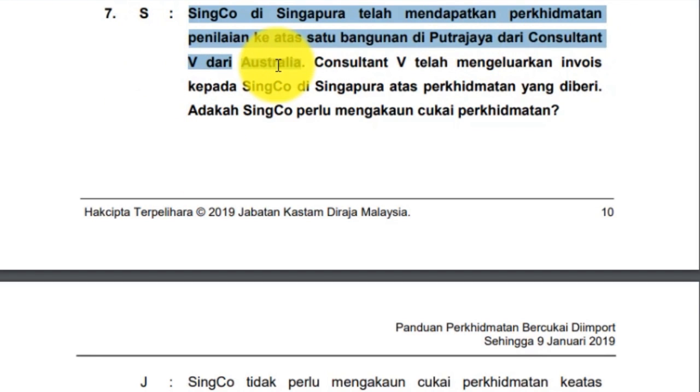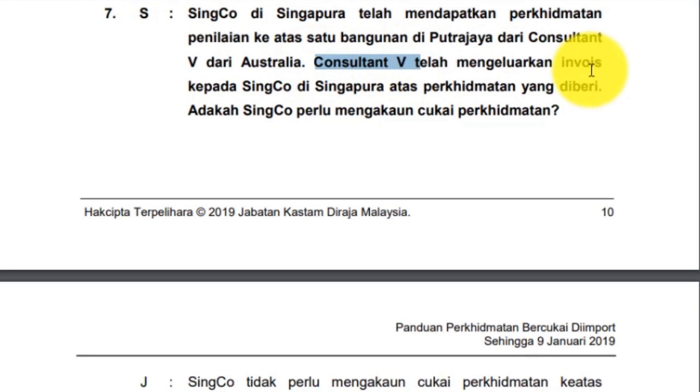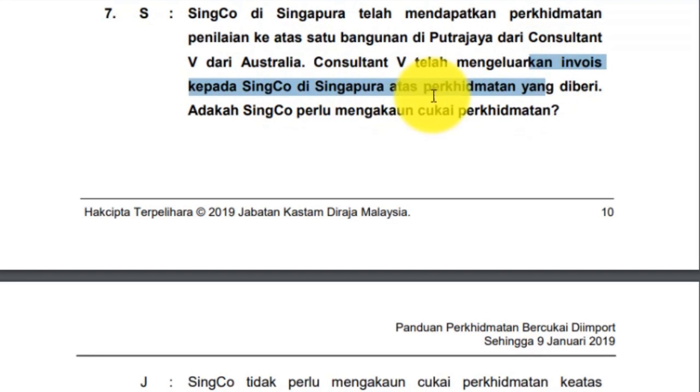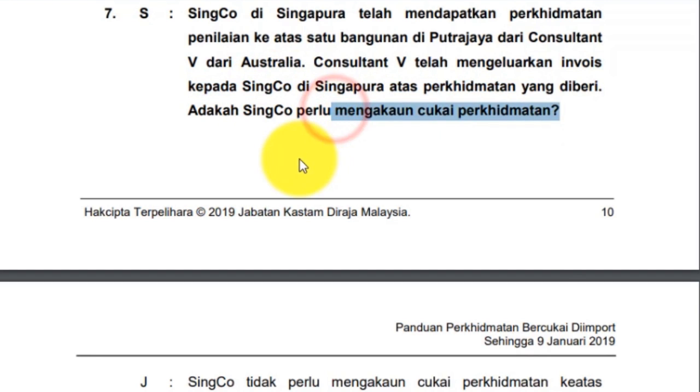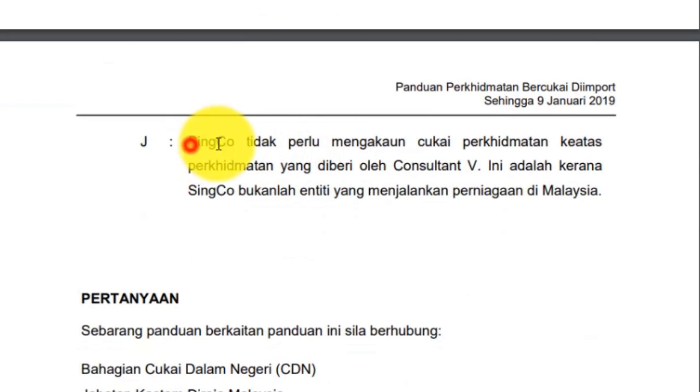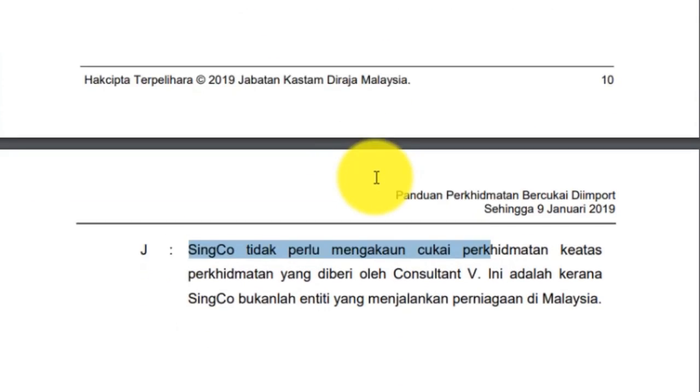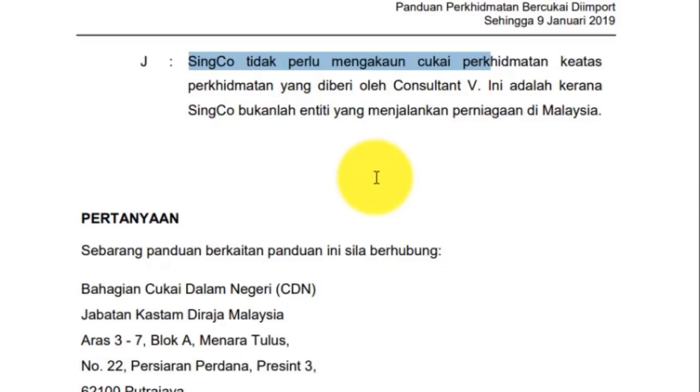So Sinco in Singapore is getting a service from an Australian consultant, Consultant V, for a building in Putrajaya, Malaysia. So Consultant V issues the invoice to Sinco in Singapore for the service in Malaysia. So does Sinco need to declare this taxable service or service tax? Sinco does not need to declare because Sinco is not a Malaysian company, and this is very straightforward. So this is all the FAQ that you have.